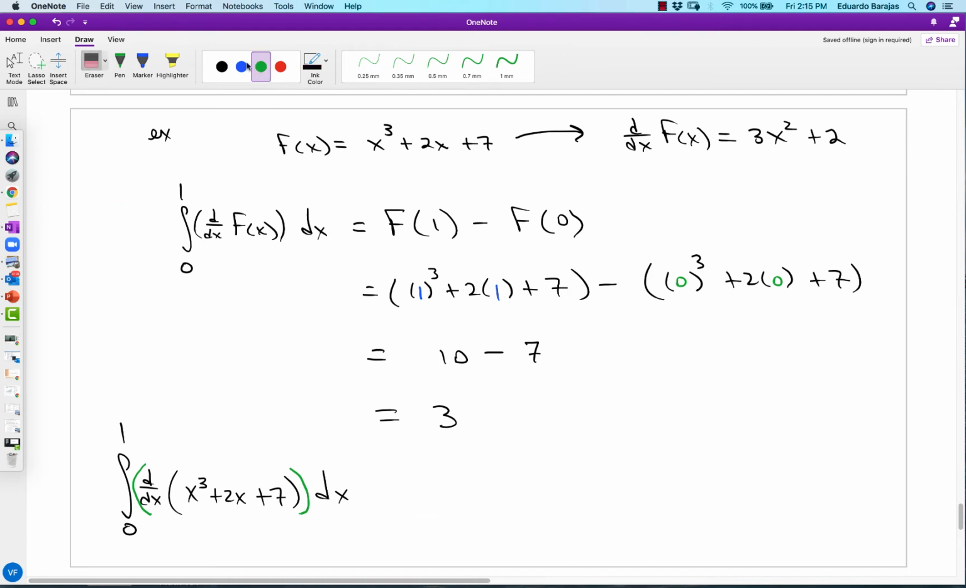Put it in black. So I know the answer is 3. Good. Okay, or another alternative question, same thing, would be to say, let's go from 0 to 1, find the integral from 0 to 1 of, and then maybe they just give you the 3x squared plus 2, like this, dx. It's the same thing, right?